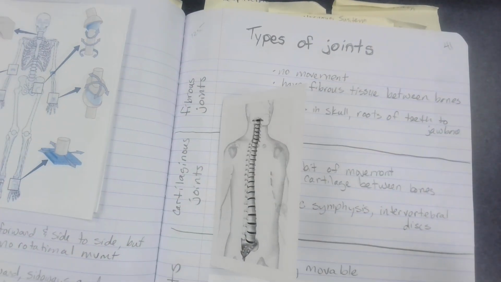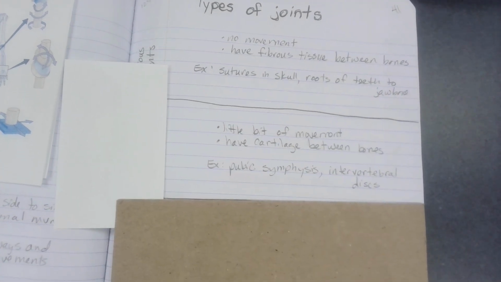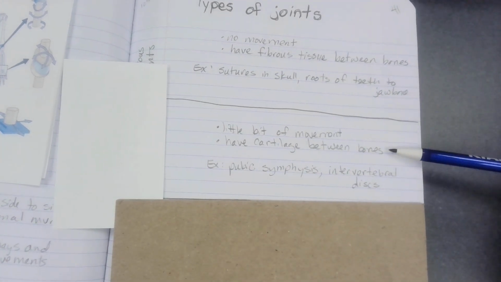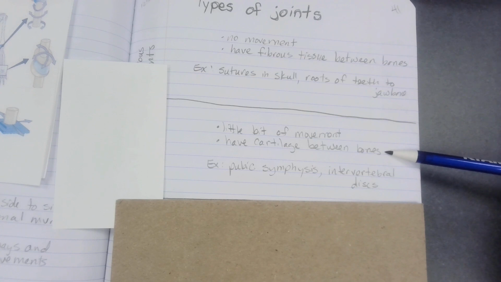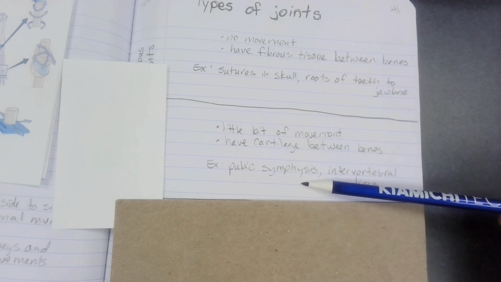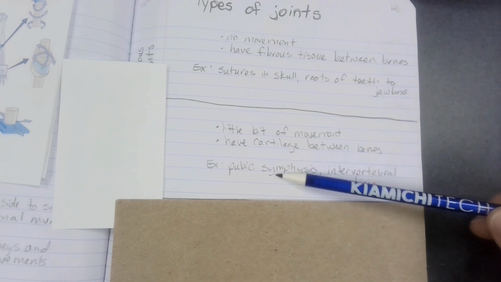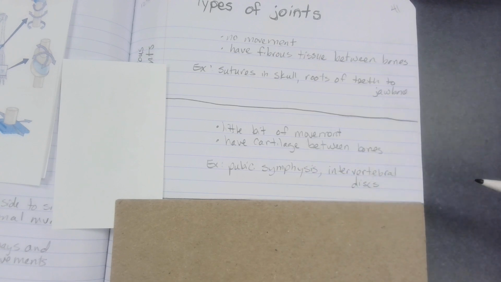Next are the cartilaginous joints. These have a little bit of movement, and as the name suggests, there's cartilage between the bones. Examples are the pubic symphysis and intervertebral discs. So think of our pelvic girdle model. It's got pieces of plastic where the pubic symphysis comes together. That would be the joint, and it's that cartilage in between it.